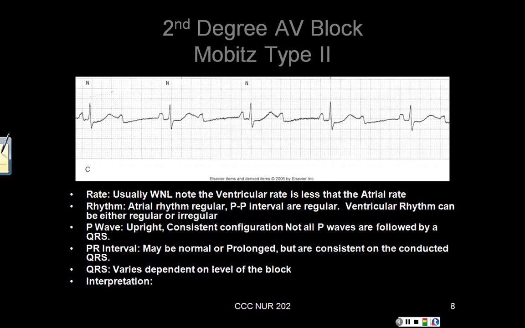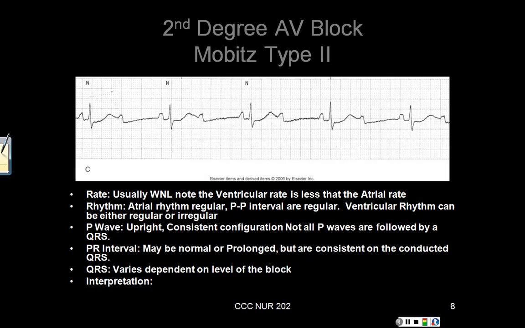The other rhythm that we're going to look at is a second degree AV block Mobitz type 2. Again, as we look at these rhythm strips, let's look at our rate. Usually the rate is within normal limits. Note that the ventricular rate is less than the atrial rate. If we look at the rhythm, the atrial rhythm is regular. The P-to-P intervals are regular. Now the ventricular rhythm can be either regular or irregular.